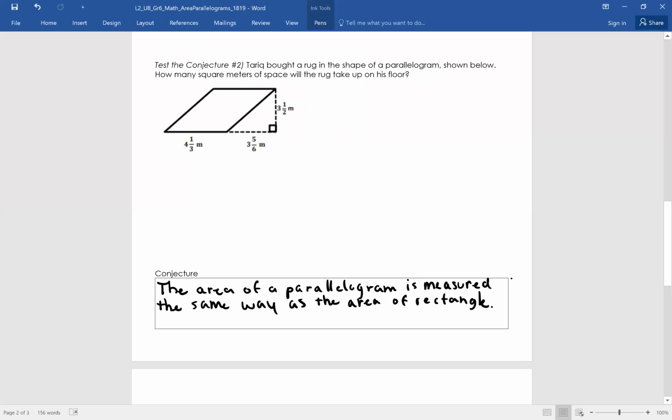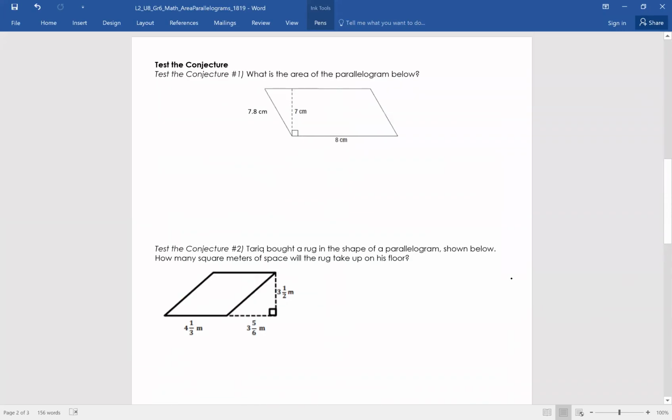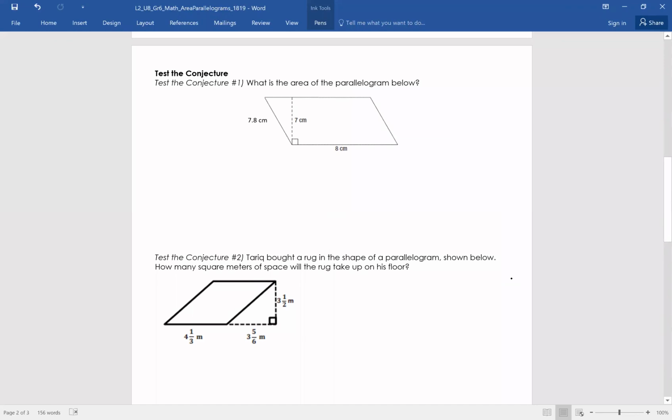Okay, let's go ahead and test this out. Let's look at number 1 in the test conjecture. It says, what is the area of the parallelogram below? So typically, a person can go ahead and cut this little piece out, and we can place it over here. We could turn this into a rectangle. And the only thing that we would need is whatever that height is, which is a 7, and whatever this base is, which is 8.